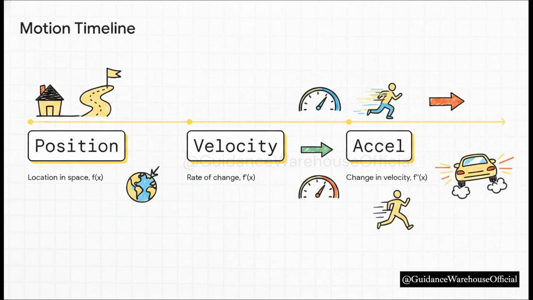Point 2 is velocity, how fast your position is changing over time, which is our first derivative, f prime of x. Point 3 is acceleration, how fast your velocity is changing, which is the second derivative, f double prime of x. Think of it like driving a car. Position is your exact location on a GPS. Velocity is what you're reading on your speedometer. And acceleration, that's the physical push you actually feel against your back when you stomp on the gas pedal.